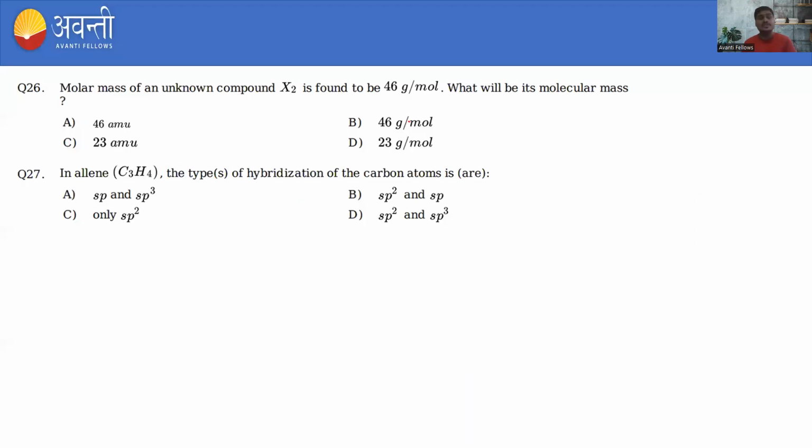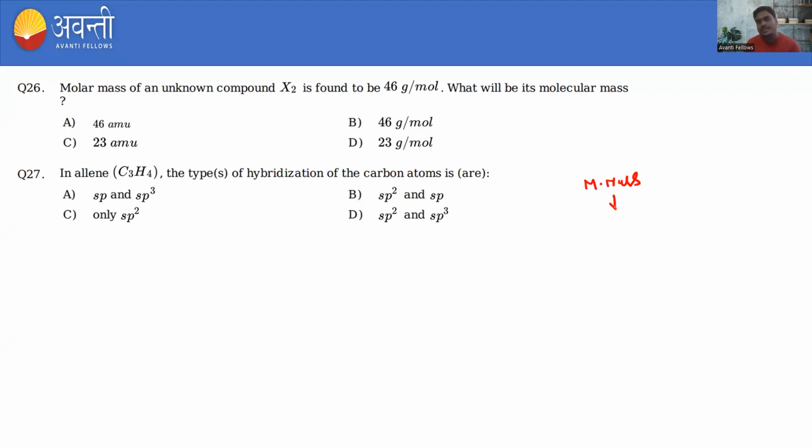So the first question asked in this AIT paper is: the molar mass of an unknown compound X2 is found to be 46 gram per mole. What will be its molecular mass? This is a very simple but tricky question, because the molar mass is already given. So if someone asks, what do you mean by the molar mass? What is molar mass, beta? Can anyone tell me? Molar mass क्या होता है?